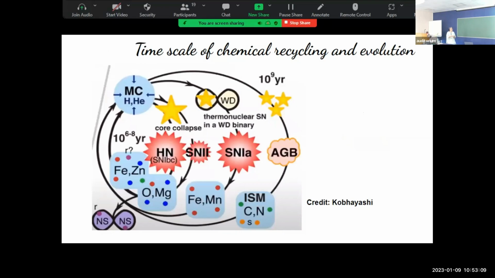The massive stars, which explode as hypernovae, have a very short turnaround time scale, and they produce a lot of oxygen, magnesium, and iron peak elements. The turnaround times are 10⁶ to 10⁸ years. And then you have core collapse supernovae. These are the normal supernovae. They are slightly less massive than the hypernovae, and they have a slightly longer time scale.